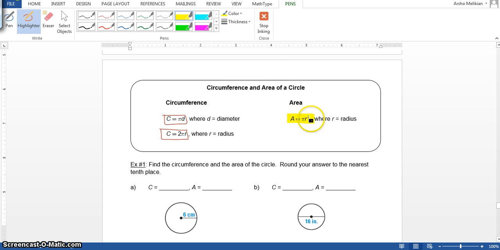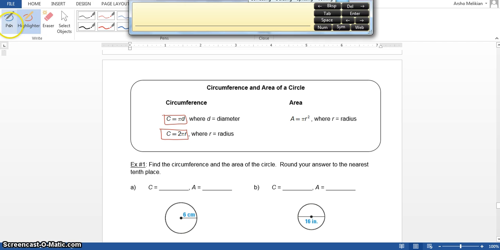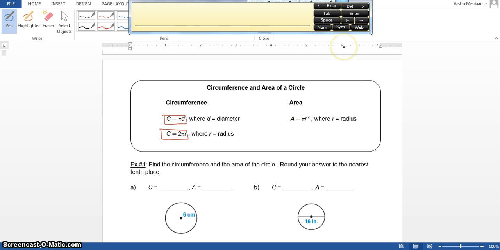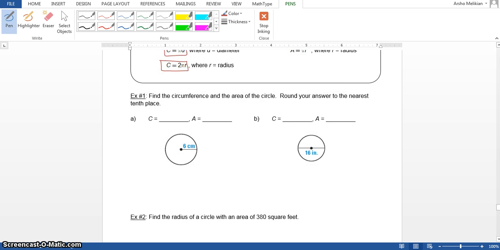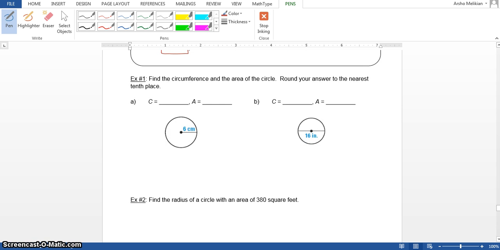So what we're going to do now is use these two formulas to solve these problems right here. The first tells you that the radius is how big?